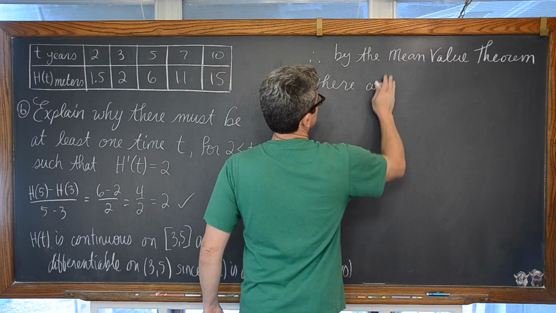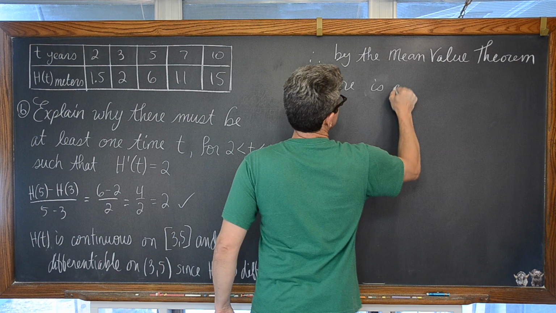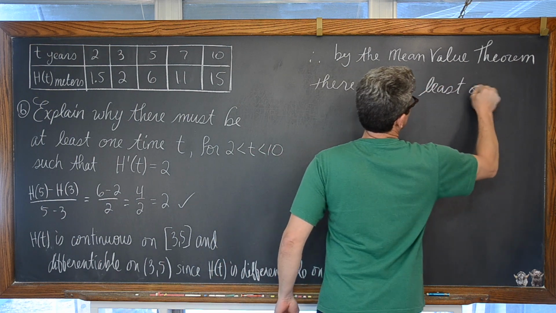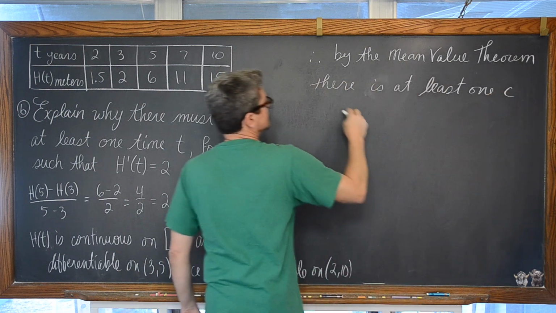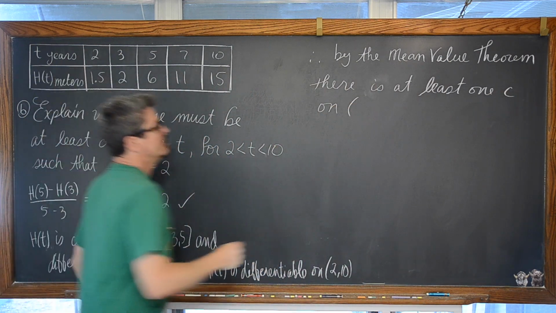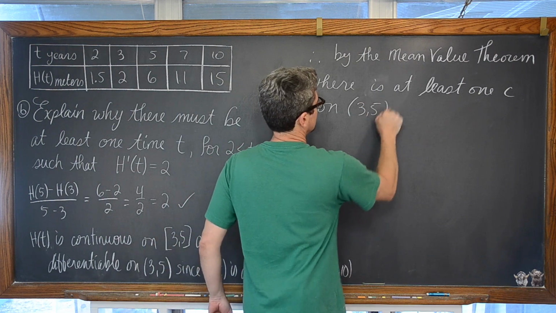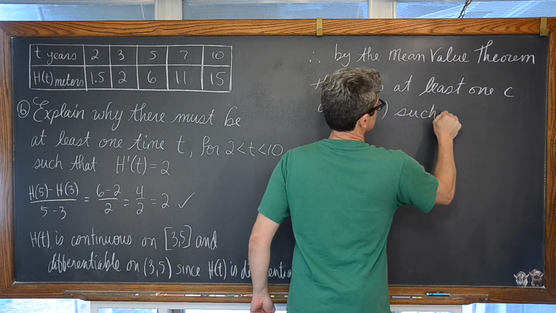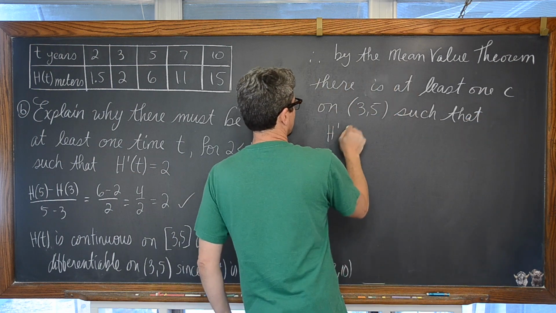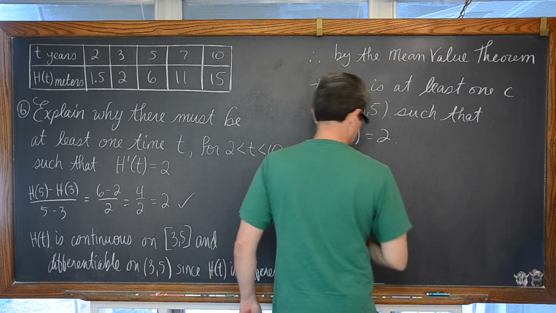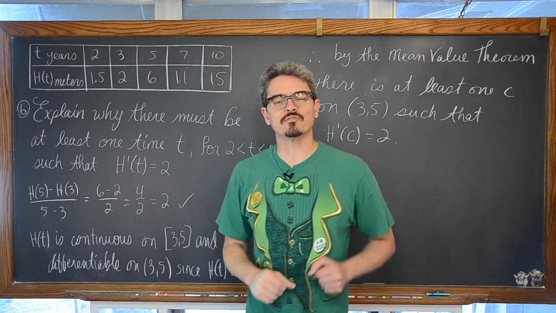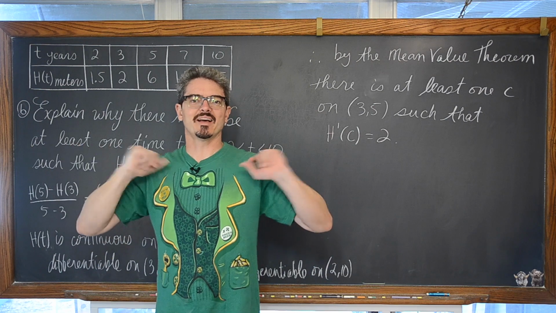there is at least one c on 3 to 5 such that h prime of c is equal to 2. And that is our second example, or part B of question 4. Let's move on to part C right now.